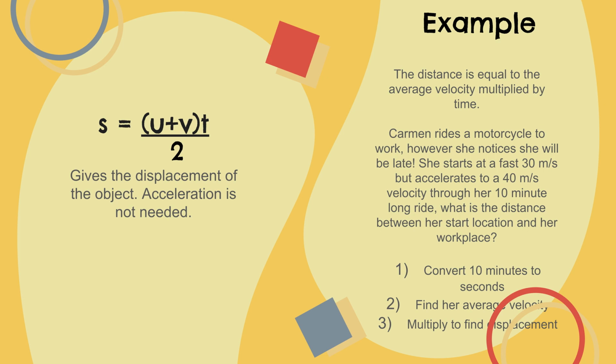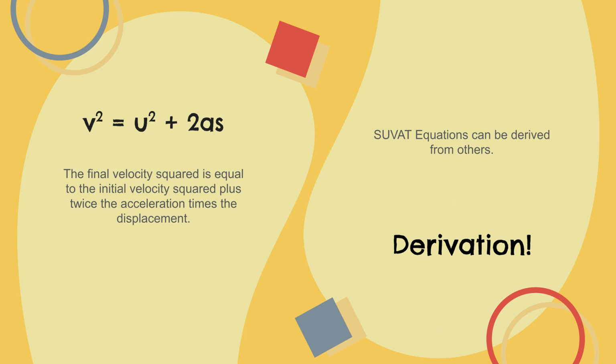Now we can plug in the values into the equation. So s equals 30 meters per second plus 40 meters per second times 600 seconds all over 2. That should leave us with s equals 70 meters per second times 300 seconds, which will leave us with s equaling 21,000 meters.